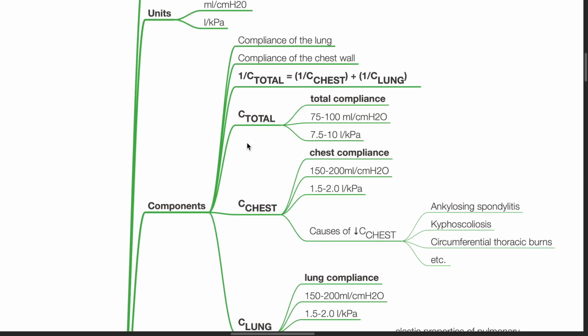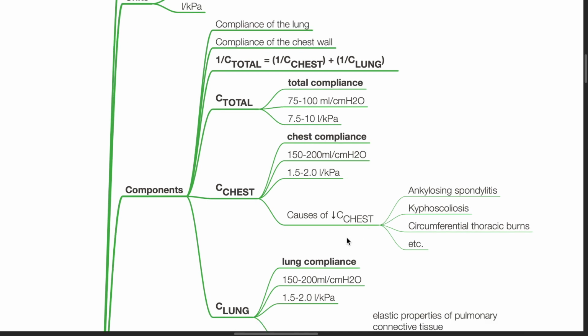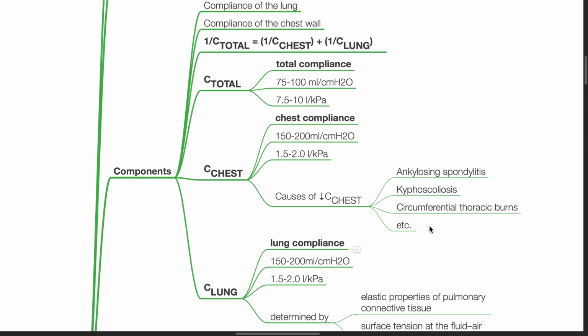The normal total compliance is 75 to 100 mL per cm H2O or 7.5 to 10 liters per kilopascal, and chest compliance normal range is 150 to 200 mL per cm H2O or 1.5 to 2 liters per kilopascal. Causes of decreased chest compliance include ankylosing spondylitis, kyphoscoliosis, and circumferential thoracic burns, etc.